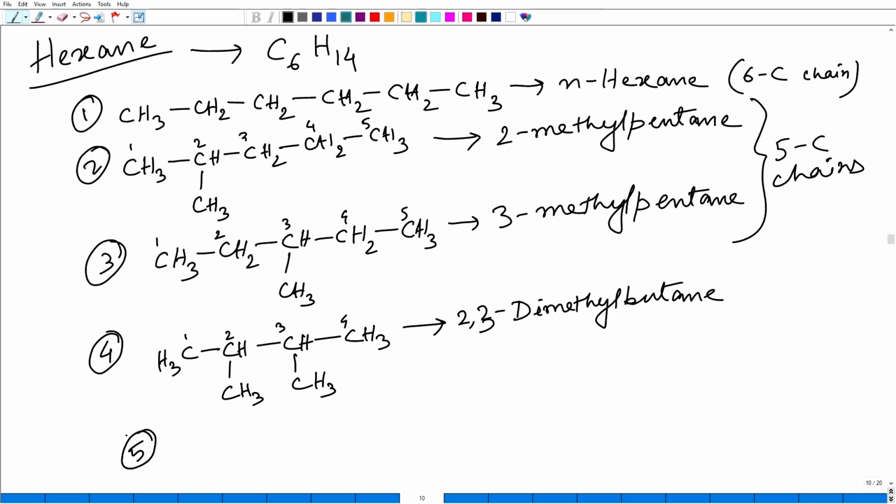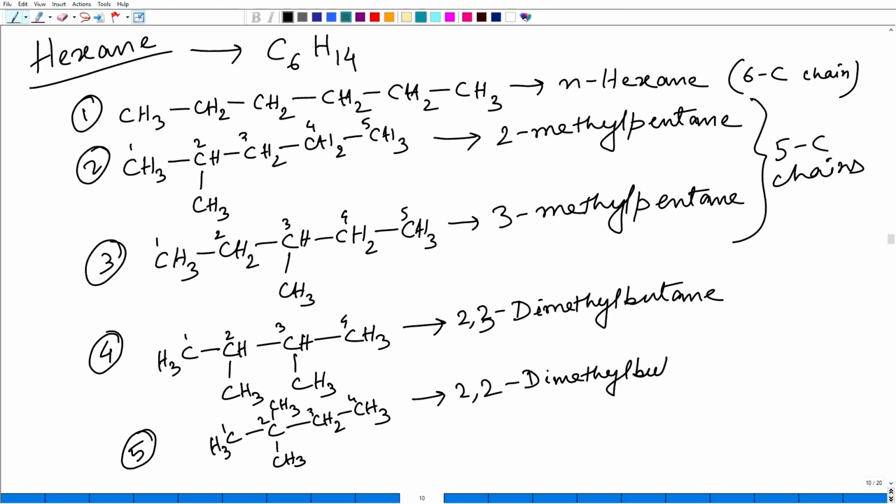Now, similarly, another structure will be possible with 4 carbon chain. If we place the methyl group in the same carbon, okay, then what we will call this? 1, 2, 3, 4. This is 2,2 dimethyl butane. Now, if we put the 2 methyl groups in this, then also it will remain 2,2 dimethyl butane. So, these two have 4 carbon chains. So, hexane has 5 structural isomers.